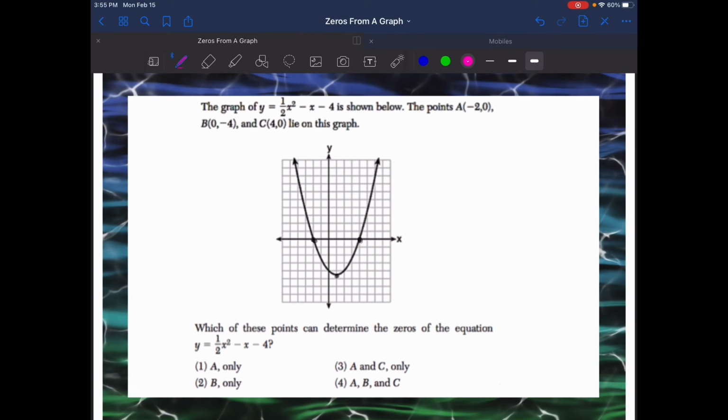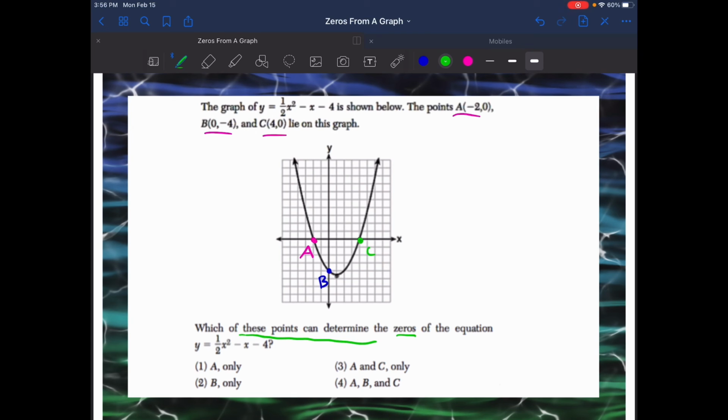All right, let's do another one. The question itself, again, doesn't really mean too much. You can go right to the bottom where the choices are. They're just telling you what A is, what B is, and what C is. So I'm going to help you out here. It says A is at -2, 0, which is right here. So that's going to be point A. B is at 0, -4. So that would be right here. And C is at 4, 0. So right there. Which of these points can determine the zeros of the equation?